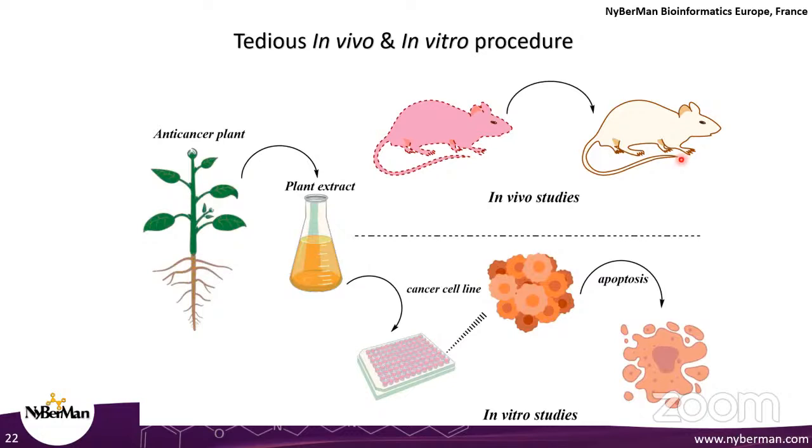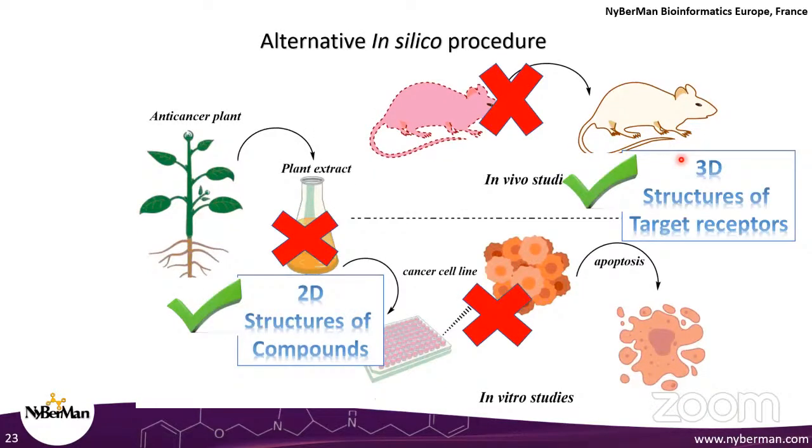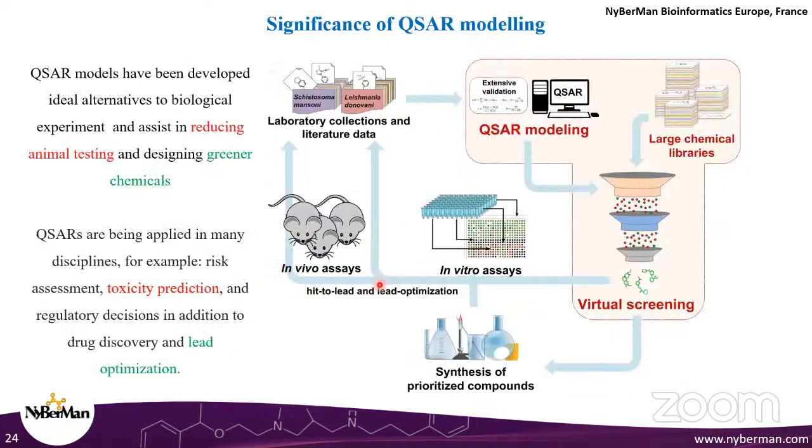But what happens if I use in silico methods? I can use an alternative in silico procedure. Rather than taking the plant extract from the anti-cancer plant, if I know the plant's name, I can download the 2D structures of the compounds. Likewise, if I know what animals I'm treating or what cells I'm focused upon, I can take the 3D structures of the target receptors. Using the compounds and the particular receptors, I can train a model and predict the activity. So this is the significance. QSAR models have been developed as an ideal alternative for biological experiments, reducing animal testing and designing clean chemicals.